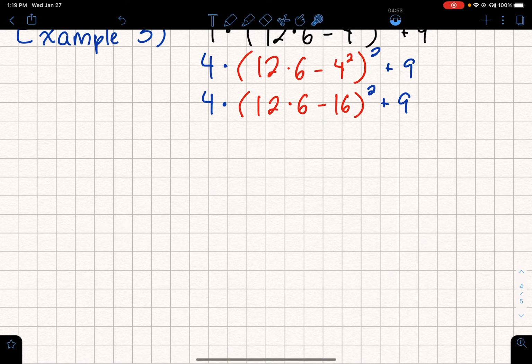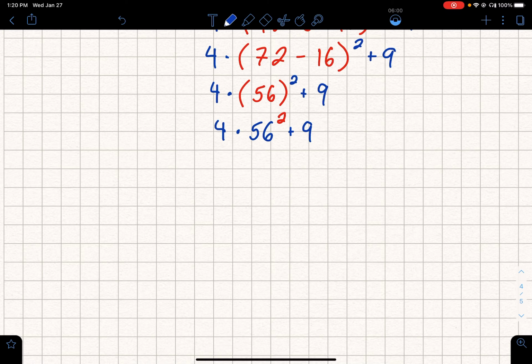Okay, so because this is the only term left in our parentheses, there's nothing left to simplify, we can effectively drop them. The parentheses are no longer needed, so I'm going to rewrite this without parentheses. 4 times 56. I'm going to put the squared in red because that's what we need to focus on next, plus 9. Okay, so yes, according to PEMDAS, we have no parentheses, but we do have an exponent. We have this 56 squared here.